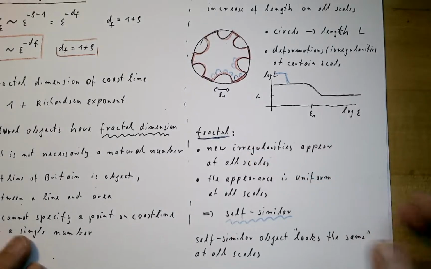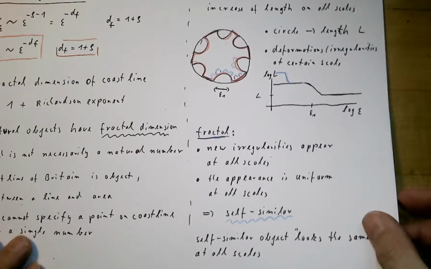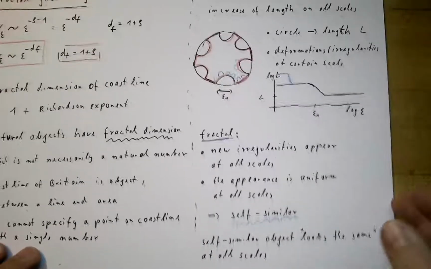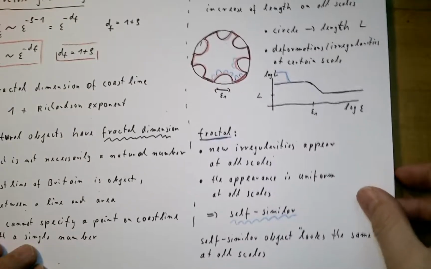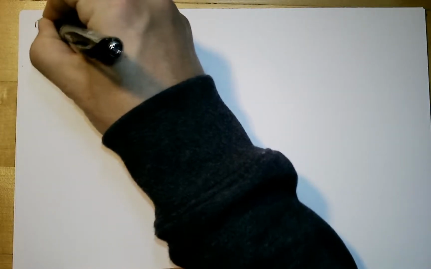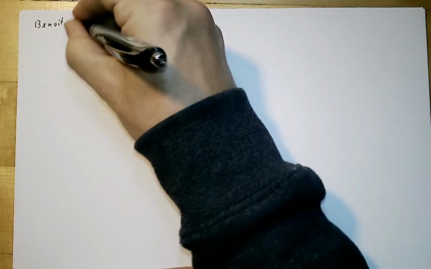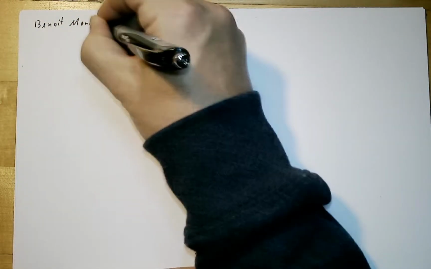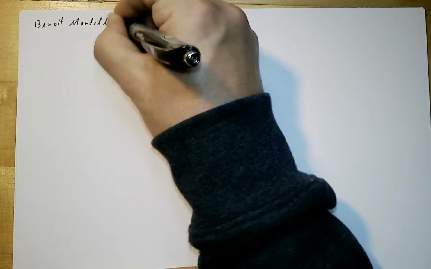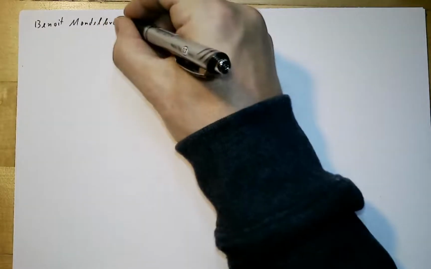And I mean, as I said, the main observation that something like this can exist in nature was due to Richardson, but it was Benoit Mandelbrot who really made this famous and exploited this in detail. And he has this beautiful book, The Fractal Geometry of Nature.